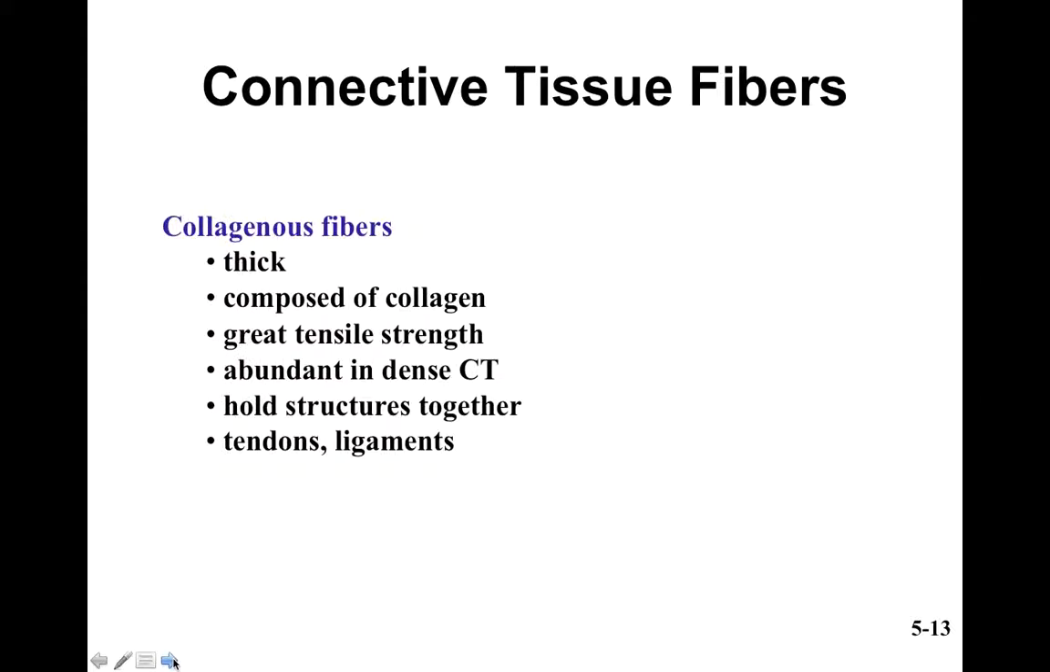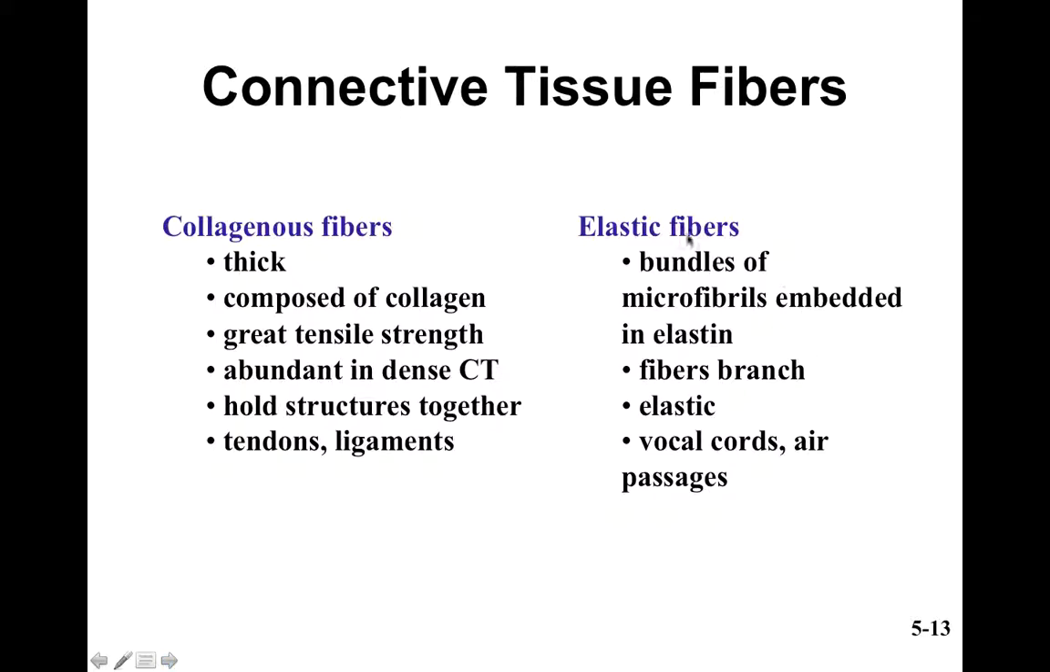Connective tissue fibers. Collagenous fibers are thick fibers made of collagen, and they have great tensile strength, which means if you stretch them, they're not going to break. We have a lot of collagenous fibers in places where we need strong tissue, like dense connective tissue, which is what tendons and ligaments are made of. It helps to hold our muscles to our bones and our bones to our bones.